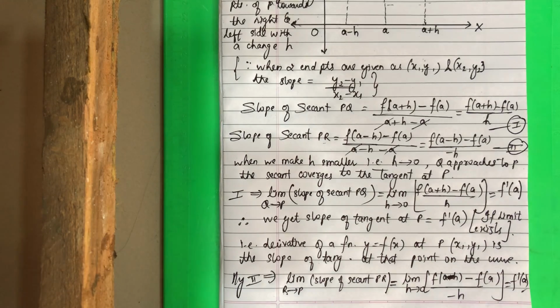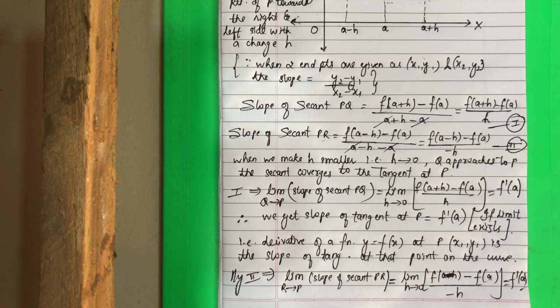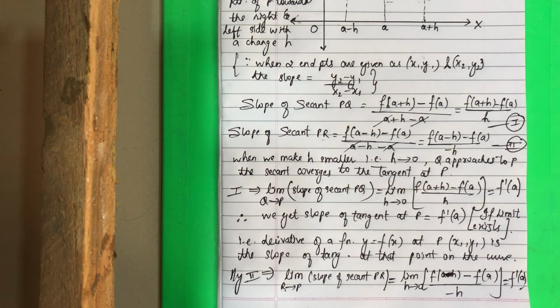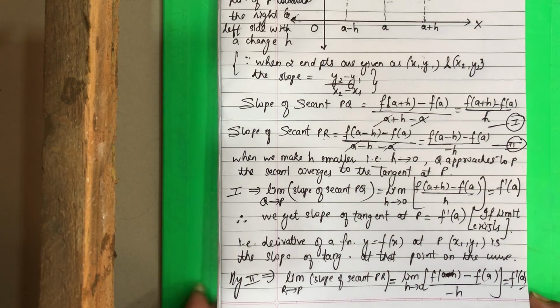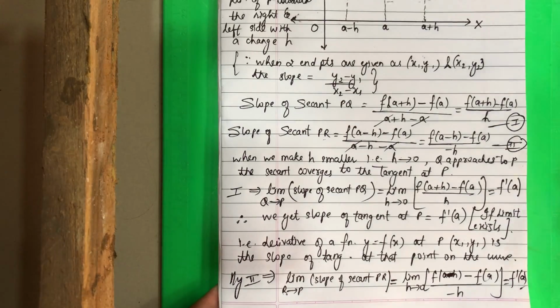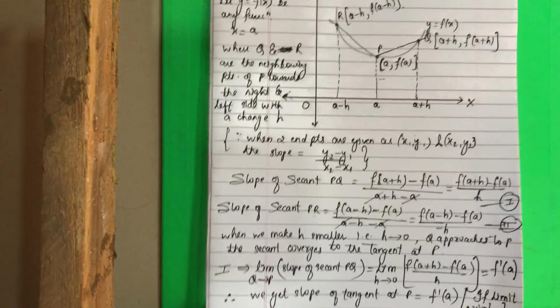This is your a minus h. So this gives you again f dash a, that is the slope of the tangent at a point P, at any given point P (x1, y1) when the coordinates are given to you. So this is the explanation of the geometrical meaning of derivative. I'll take a small example for this.